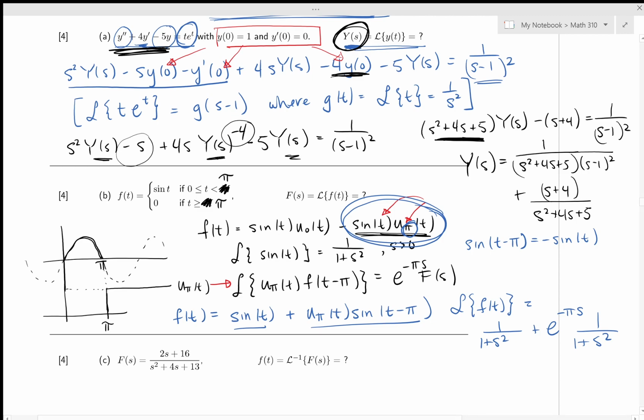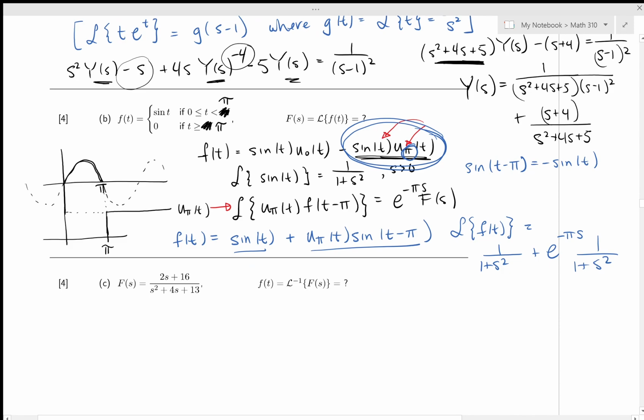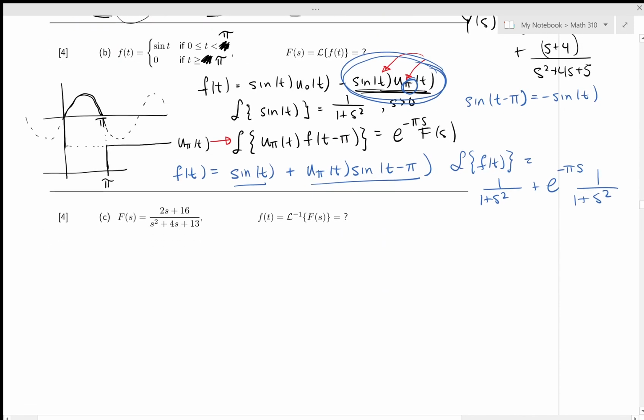Okay, Laplace transform using the unit step function. That thing is very, very useful for forming functions and then being able to take the Laplace transform. Okay, next question. What am I asked for?